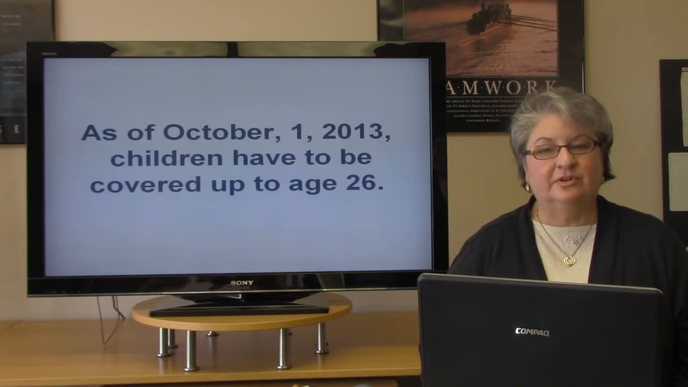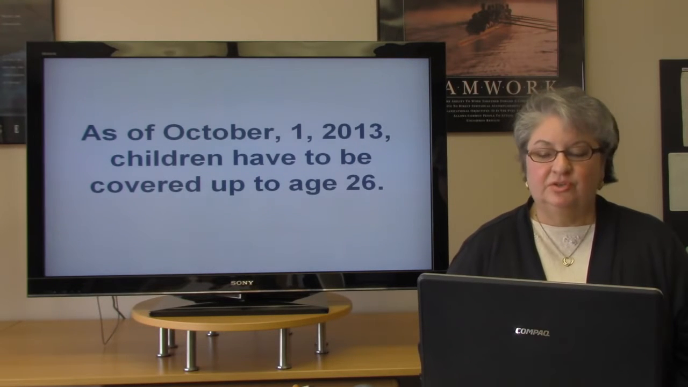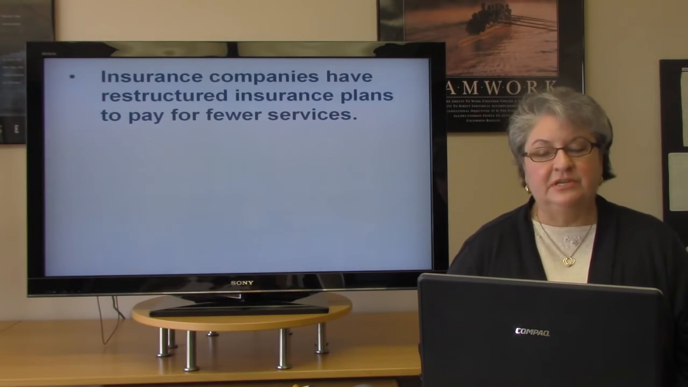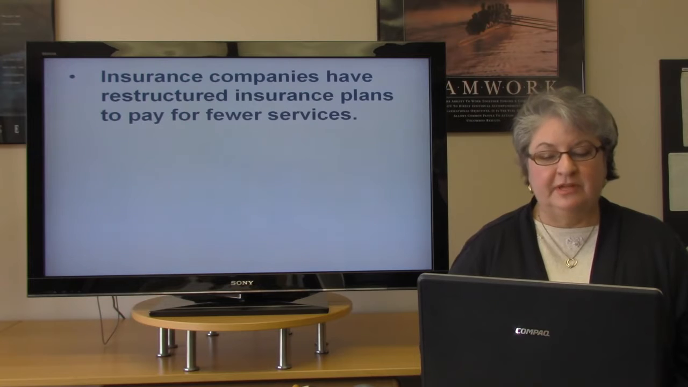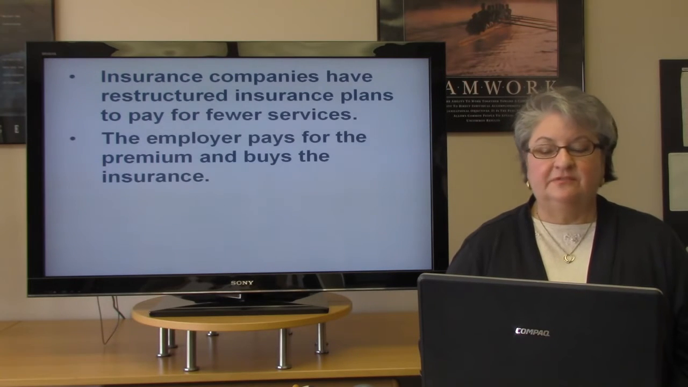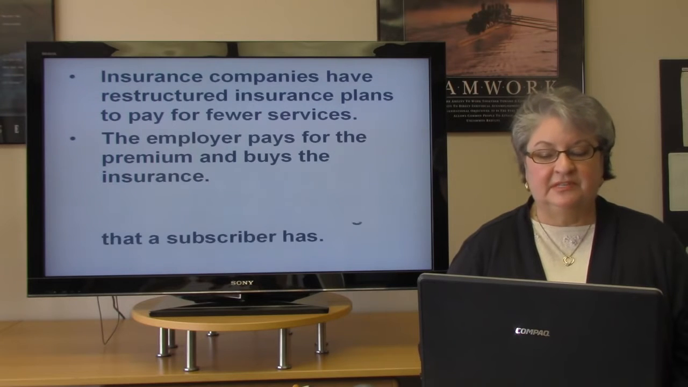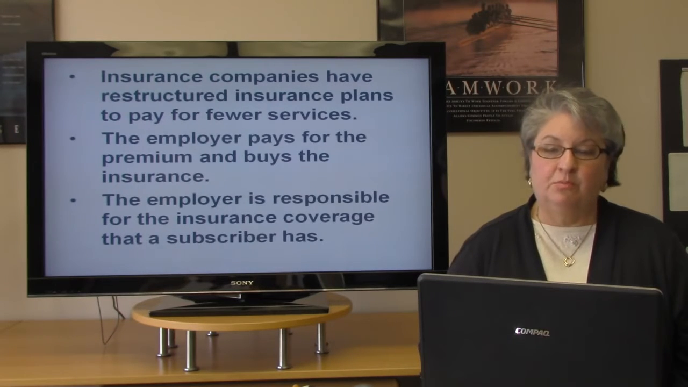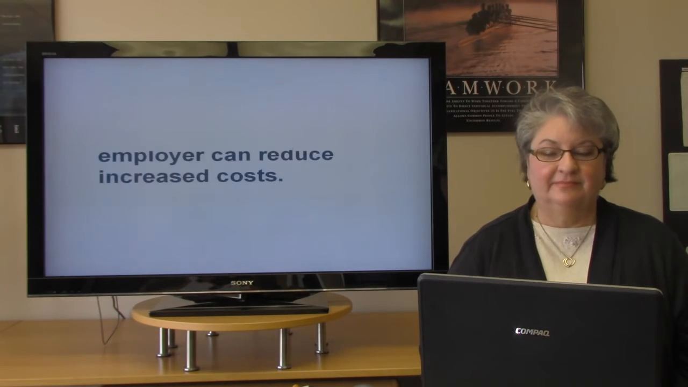As of October 1st, 2013, children have to be covered up to the age of 26. Therefore, our insurance premiums are going up, and the insurance companies have restructured insurance plans to pay for fewer services. The employer pays for the premium and buys the insurance, and the employer is responsible for the insurance coverage that a subscriber or an employee has.